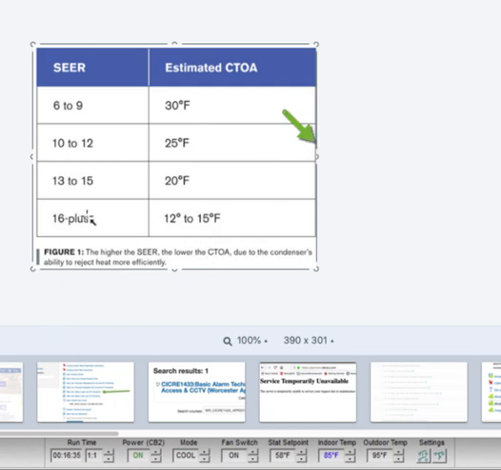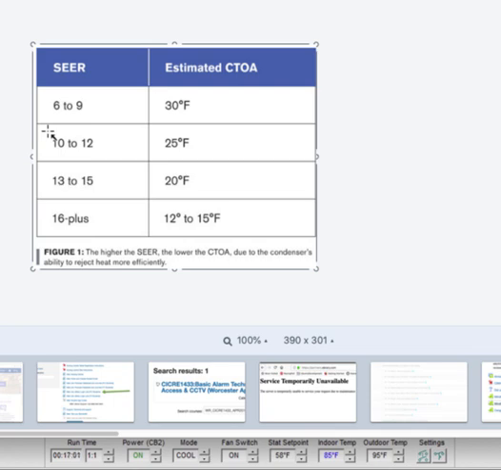Okay. And what I'm looking at here is a SEER rating on the left-hand side, and the estimated condensing to outdoor air temperature on the right. Okay, so my 25 degrees is valid for a 10 to 12 SEER system. Now, SEER is a measurement of the energy efficiency.